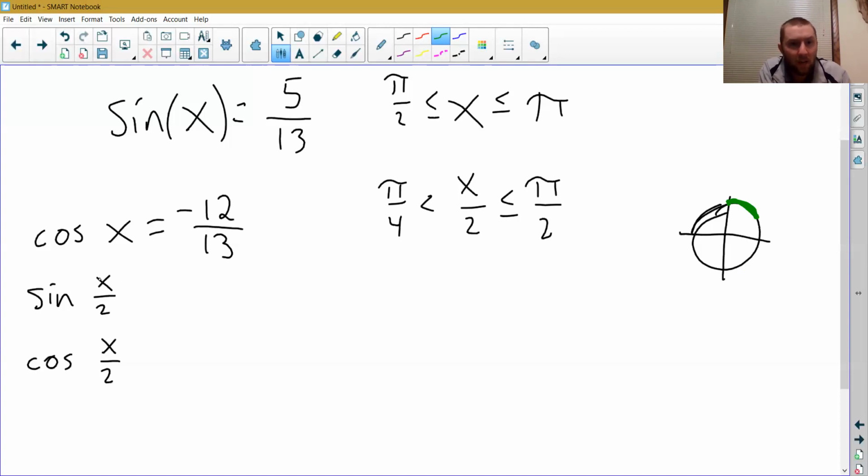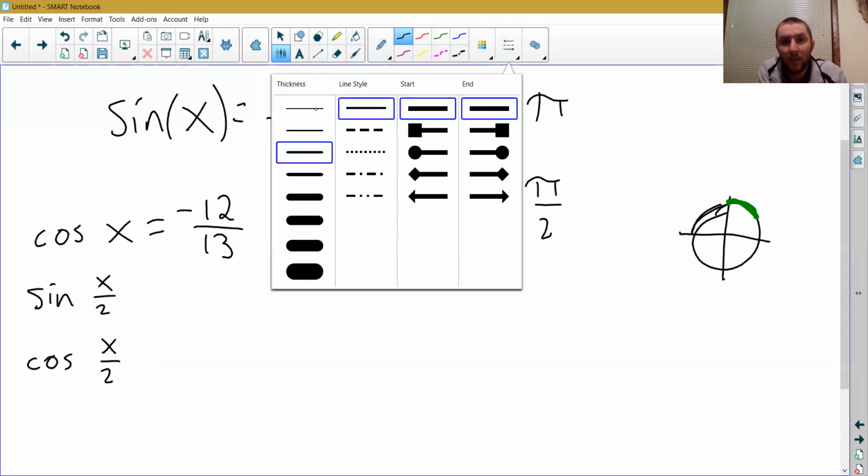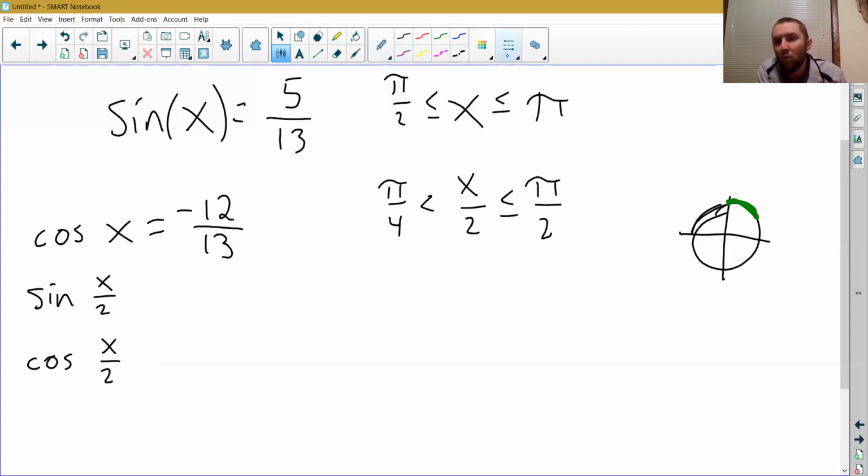So when I do the sine of x over 2 and the cosine of x over 2, both of them are going to be positive fractions. Now, that's important because remember my formulas give me the option of positive or negative.